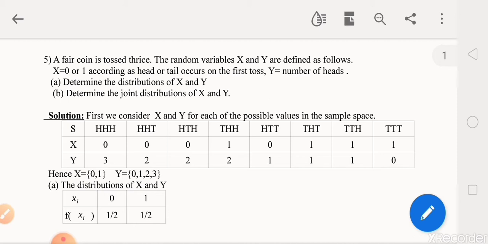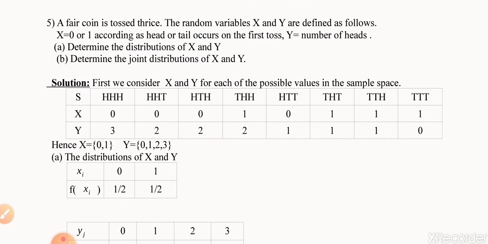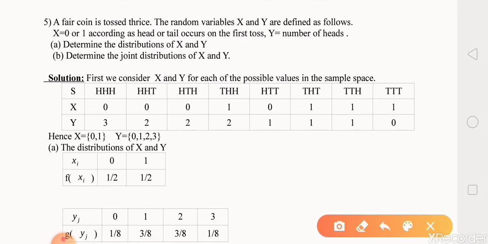So here we have to give the values of X and Y depending on the sample space. So we will start with the sample space. Sample space consists of the following values: HHH, HHT, HTH, THH, HTT, THT, TTH, TTT. Now we will give values for X. If head occurs on the first toss, then X equal to 0. Otherwise X equal to 1.